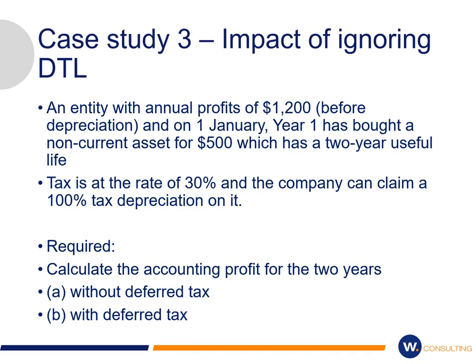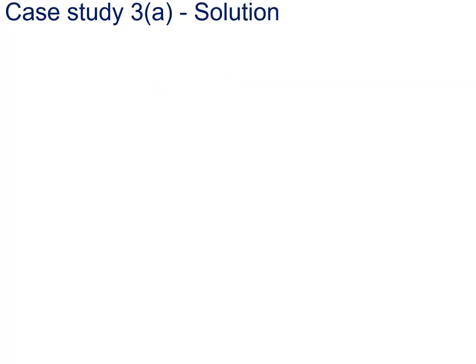it buys the asset. So if I was to do a tax computation, I'd be saying profit before depreciation of 1,200 less the full 500, which therefore means from a tax point of view, my tax profit would be 1,200 less 500. It would be $700. So calculate the accounting profit for the 2 years without deferred tax and with deferred tax. Okay, fine. Let's look at it.